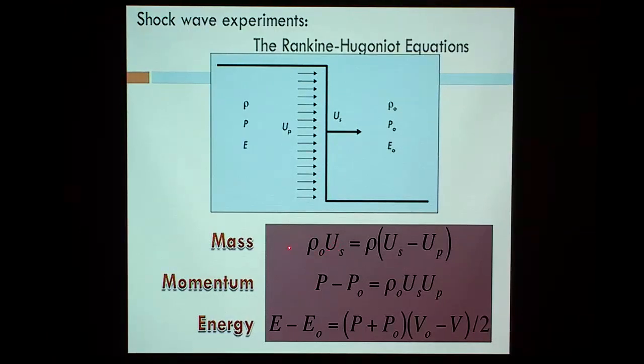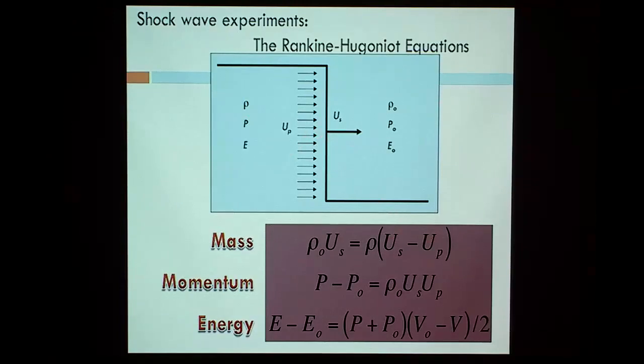Okay? And so the first Rankine-Hugoniot equation is just the mass flux into the shock, so that's the mass per unit volume in front of the shock times the velocity at which the shock is moving into that material. That's mass per unit area per unit time, is equal to mass per unit area per unit time coming out the back of the shock, which is at compressed density rho, and relative to this material, the shock is moving away from you at us minus up.